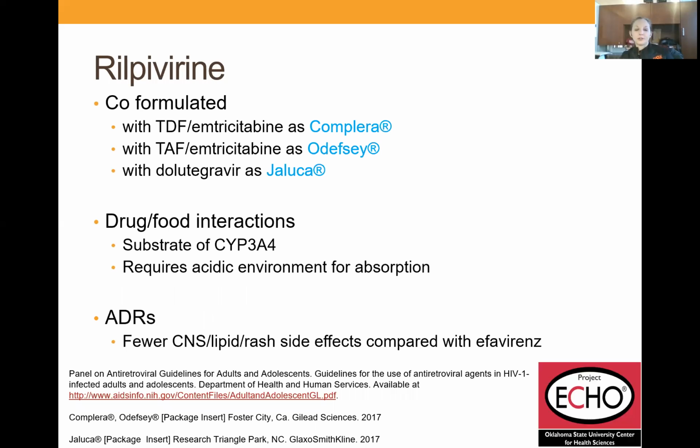So rilpivirine is the next non-nuke that we're going to talk about. It is co-formulated in the following. So with TDF and emtricitabine, it is Complera. With TAF and emtricitabine, it is brand name Odefsey. And then as the two-drug combination of rilpivirine and dolutegravir, it is Juluca. And so I'll kind of talk through each of these a little bit more individually.